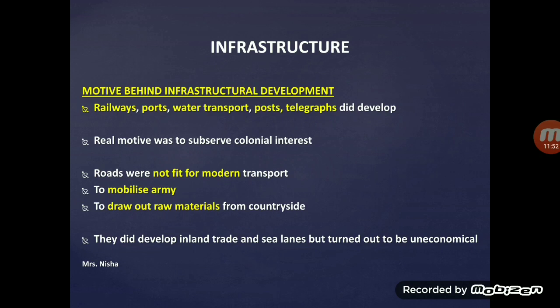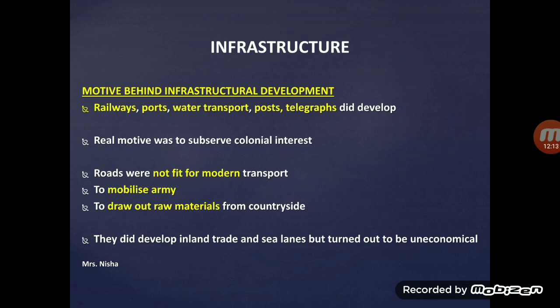That is why they had to build roads. Another important thing, since we have already talked about commercialization, now that production is there, how will it be sent to Britain? So they had to draw out raw material from the countryside. हर जगह से raw material को इकट्ठा करना, उसके लिए भी उनको रोड का एक्सेस और रेलवेज चाहिए था.